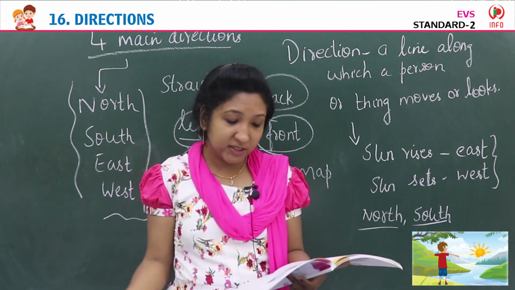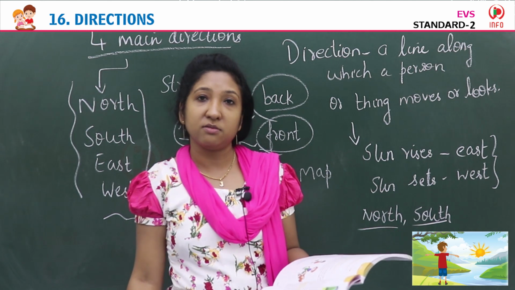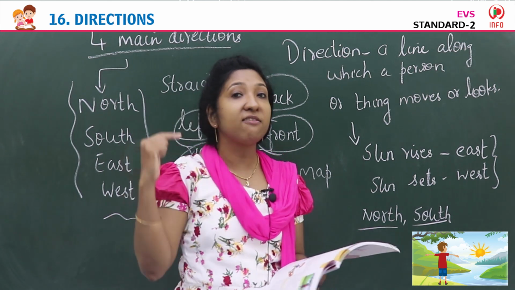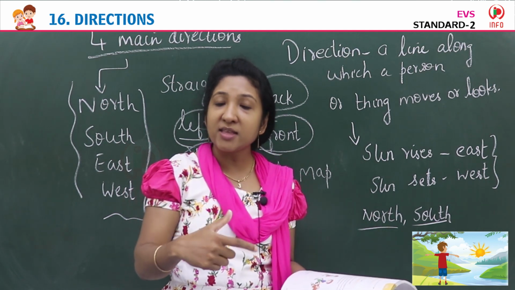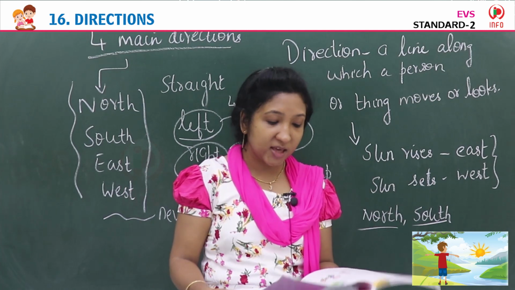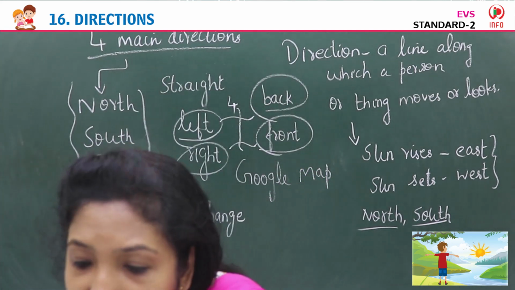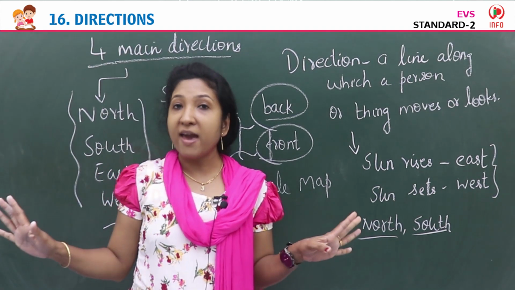To your left is north, to your right is south. So if you know east and west, it is easy for you to find the other two directions, north and south. Yes, these directions never change. So how will you find your direction, children?